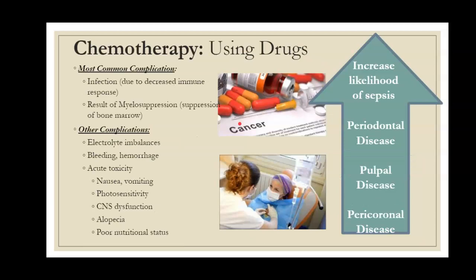Chemotherapy uses drugs. The most common complications of chemotherapy would be infections due to your decreased immune response. The result is myelosuppression, or a suppression of the bone marrow, which has to do with the immune response. Other complications would be electrolyte imbalances, bleeding or hemorrhaging, acute toxicity, which can result in nausea, vomiting, photosensitivity, central nervous system dysfunction, alopecia or hair loss, and poor nutritional status. There is increased likelihood of sepsis, periodontal disease, pulpal disease, and pericoronal disease during chemotherapy. People become very fragile during chemotherapy.